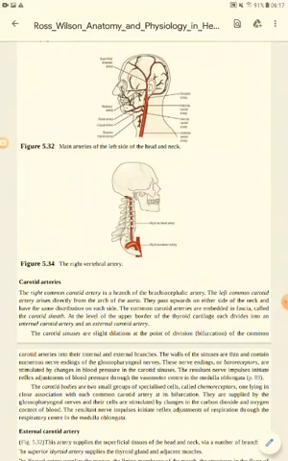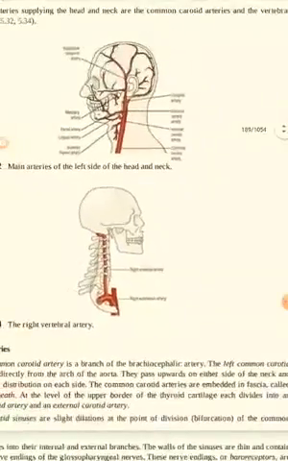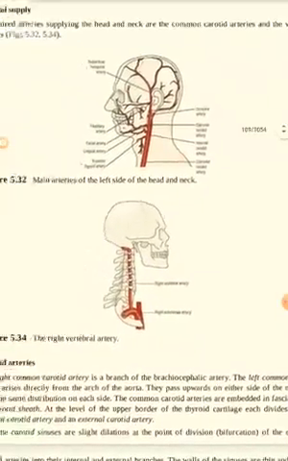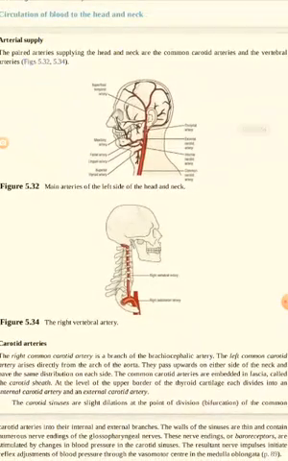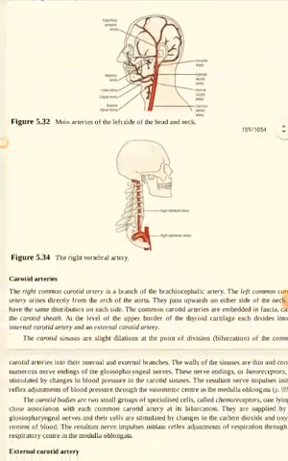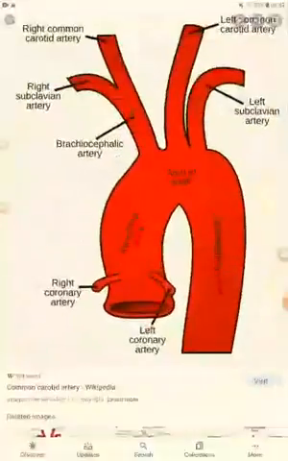So I will revise. There are two common carotid arteries, one on the right side, other on the left side. The right common carotid artery is a branch of the brachiocephalic artery, while the left common carotid artery is a direct branch of the arch of aorta. At the level of the upper border of the thyroid cartilage, both of them divide into two branches, that is an external branch and an internal branch. I'll show you.